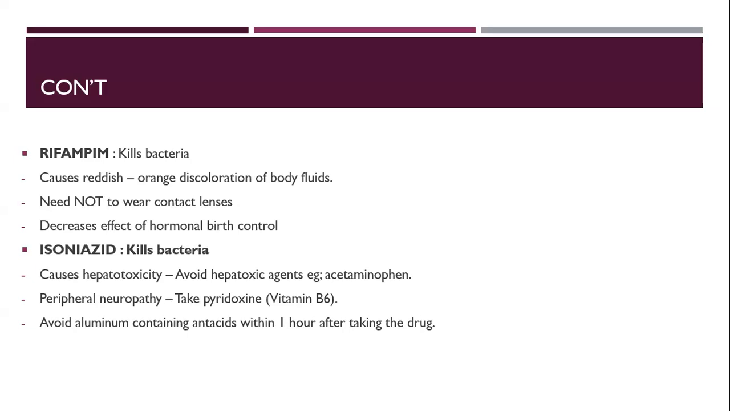Then lastly, you have to avoid aluminum containing antacids within 1 hour after taking this drug, because they can have a drug to drug interaction. So always avoid aluminum antacids when you are taking isoniazid. All right, so that is that for the drugs.